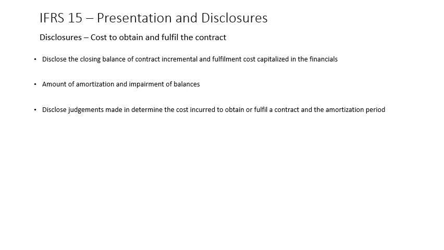Disclosures around costs to obtain and fulfill the contract. Under the new guidance, the entity needs to disclose the closing balance of contract incremental and fulfillment costs capitalized in the financials. Along with disclosing the closing balance, the entity also needs to disclose the amount of amortization and impairment of these contract balances during the financial year. It also needs to mention the judgments made in determining the costs incurred to obtain or fulfill the contract and the way it has determined the amortization period for the contract asset created on the balance sheet.